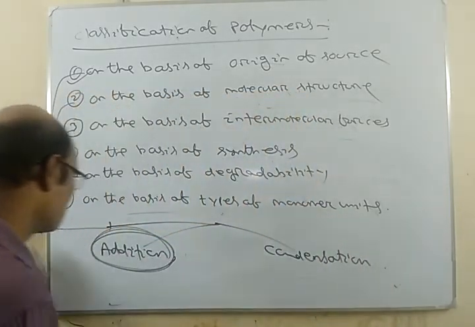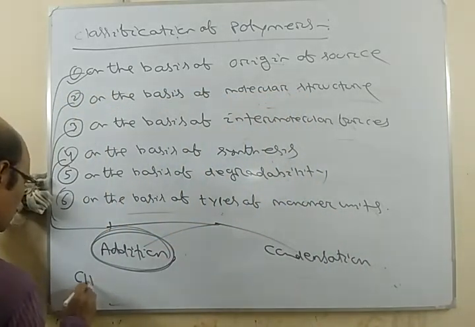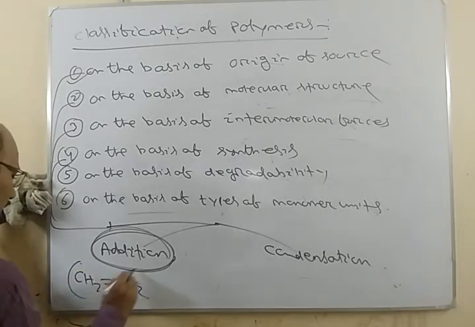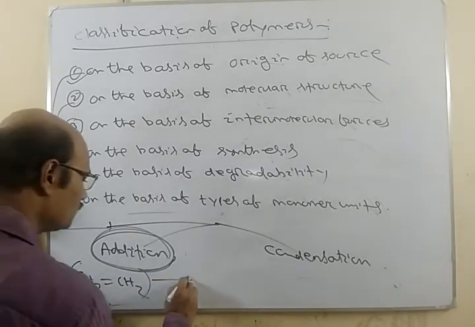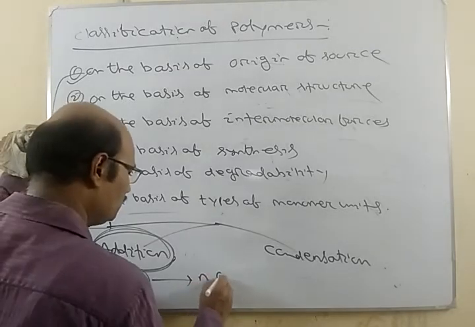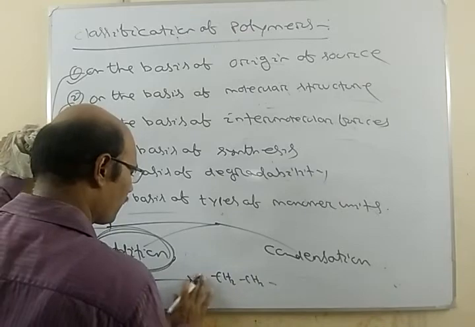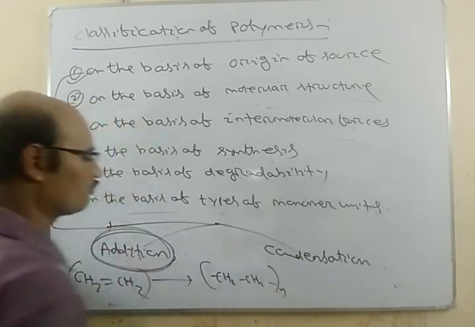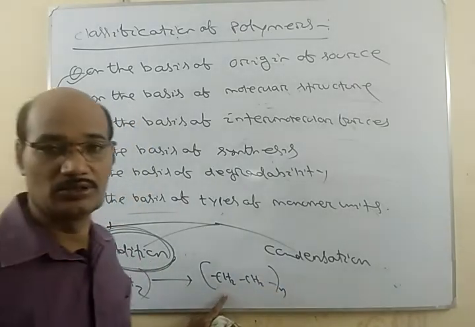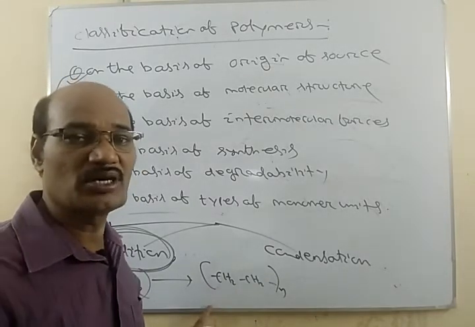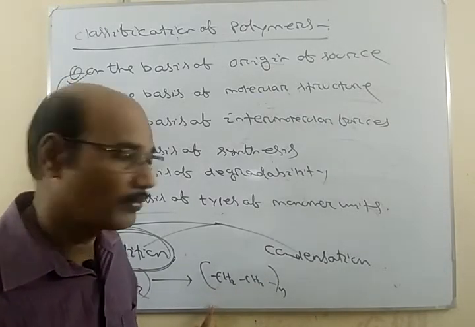Okay, so now CH2=CH2. If I take n molecules, you get n CH2 CH2, polyethylene. Ethene into polyethylene is called an addition polymer. Simply the monomer units are being added.